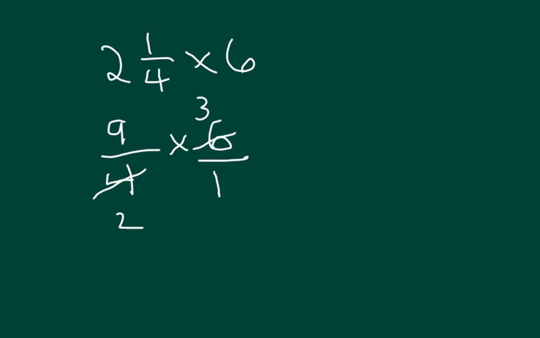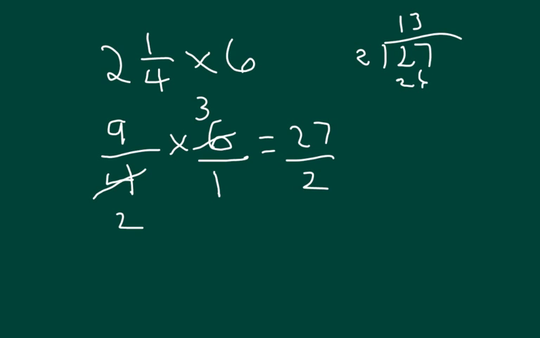Now this is going to be lowest terms when I multiply it out. 9 times 3 is 27, 2 times 1 is 2. How many 2's in 27? It would be 13, remainder 1. I combined a couple steps here, and that would make it 1/2. So 27 over 2 equals 13 and a half.